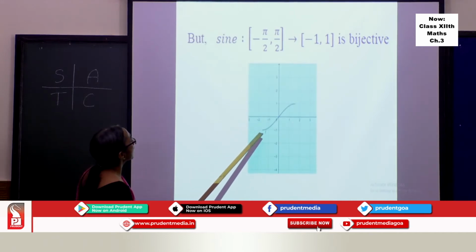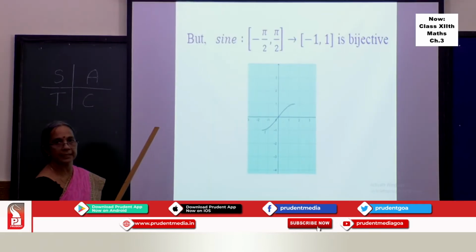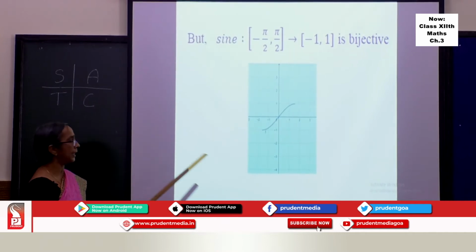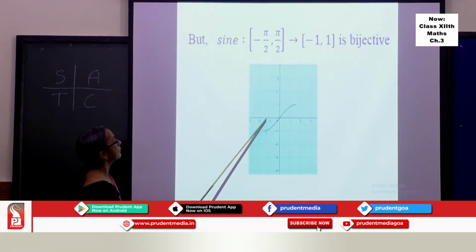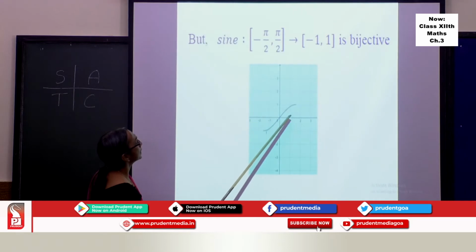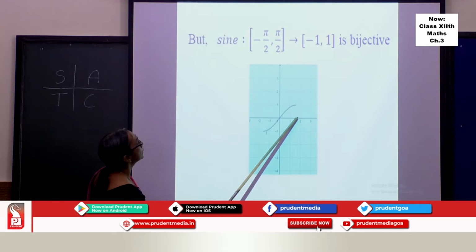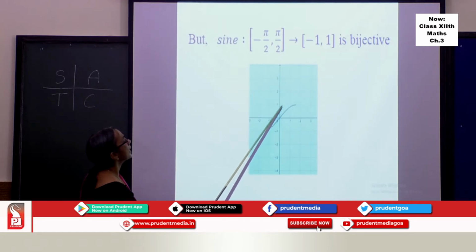Here you can see the x value. It is approximately 1.57, approximately pi, which is 3.14, divided by 2, approximately, not exact. So, this is pi by 2 and here you can see minus pi by 2, here plus pi by 2, and the y value is varying between minus 1 and 1.